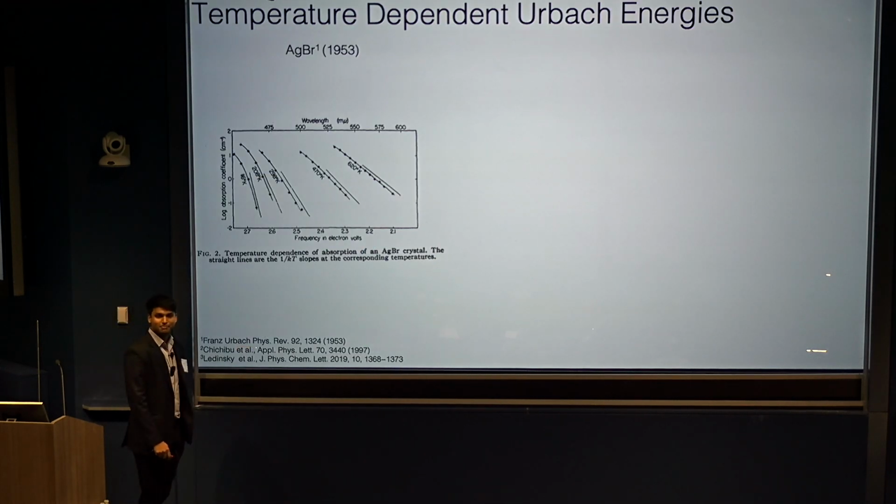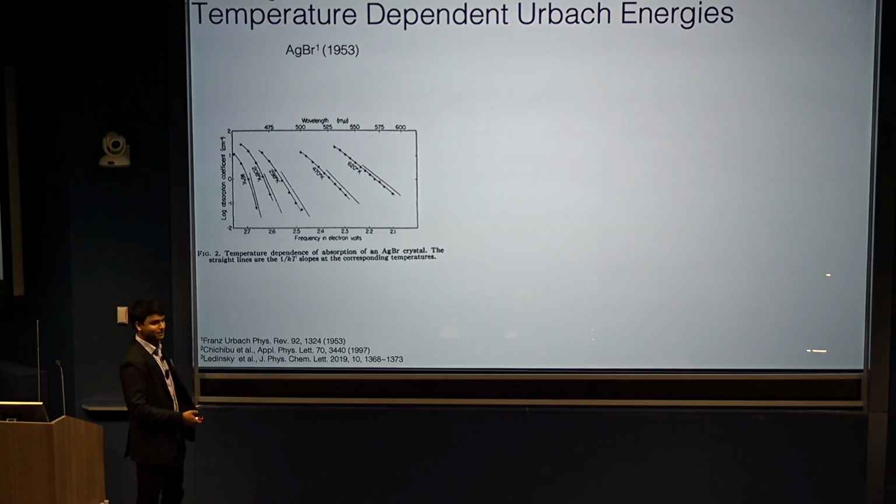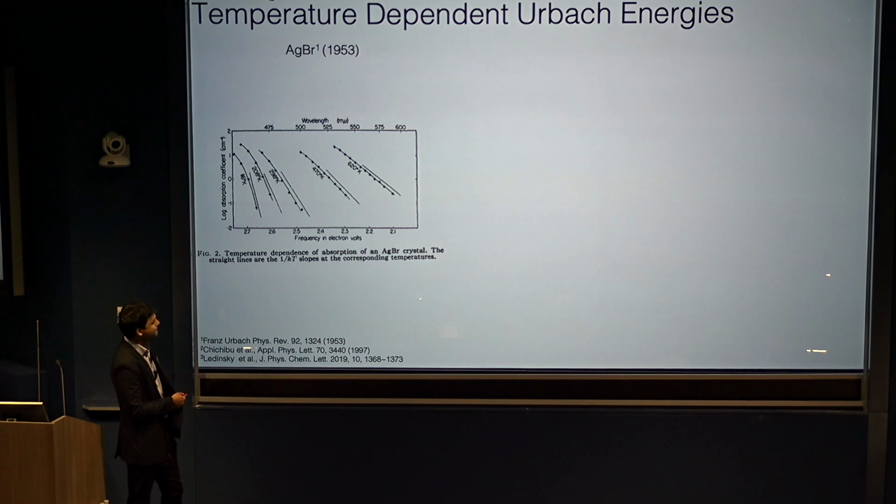However, if we look back in the literature, to even the name Urbach tail, we can look at Franz Urbach's first paper, from basically 1953 at the Kodak company, where he was studying silver bromide films. Even there, in figure 2, he makes a very interesting observation, which is that as he changes the temperature of the system, the Urbach tail changes quite substantially.